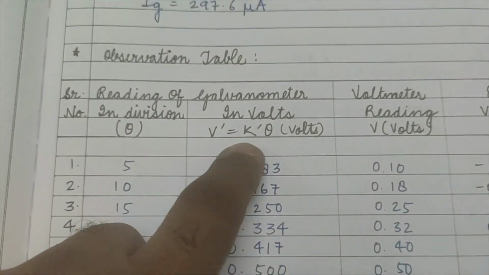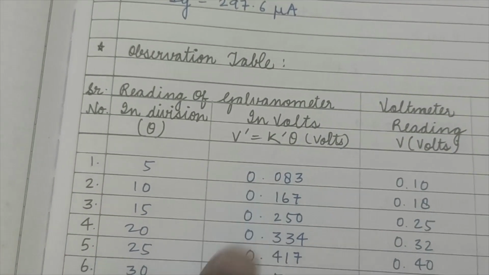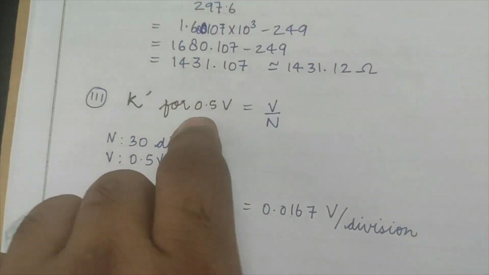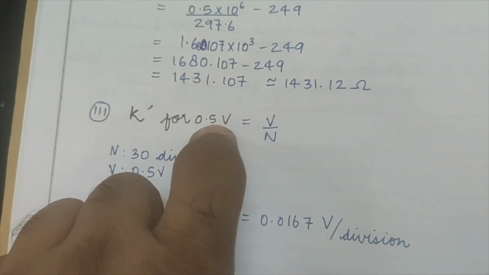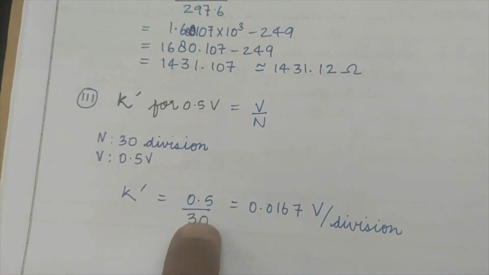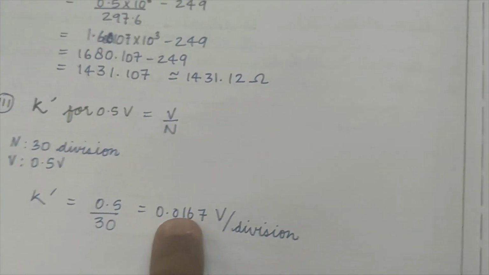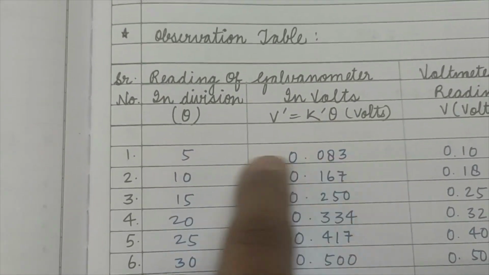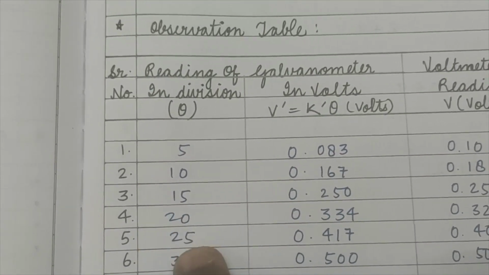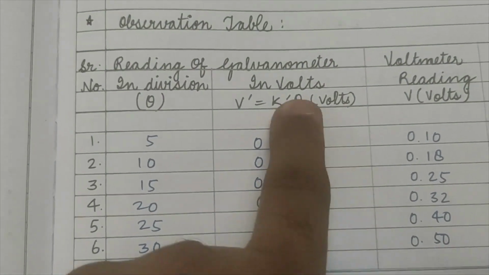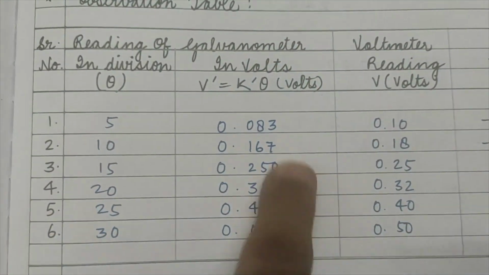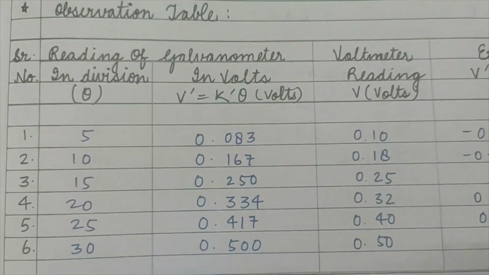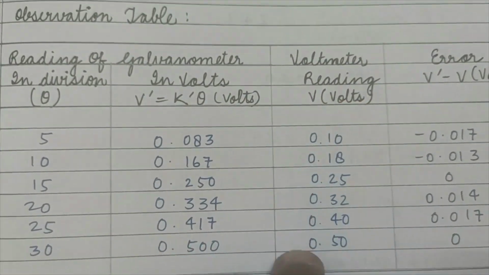V prime is K prime by theta. As you know, we have already calculated K prime for 0.5 volt. So we have V by N, which is 0.5 by 30, and this is fixed. This 0.0167 gets multiplied by all the theta values, 5, 10, 15, 20, 25. So this is the V prime which we want to compare with the original value of the reading.